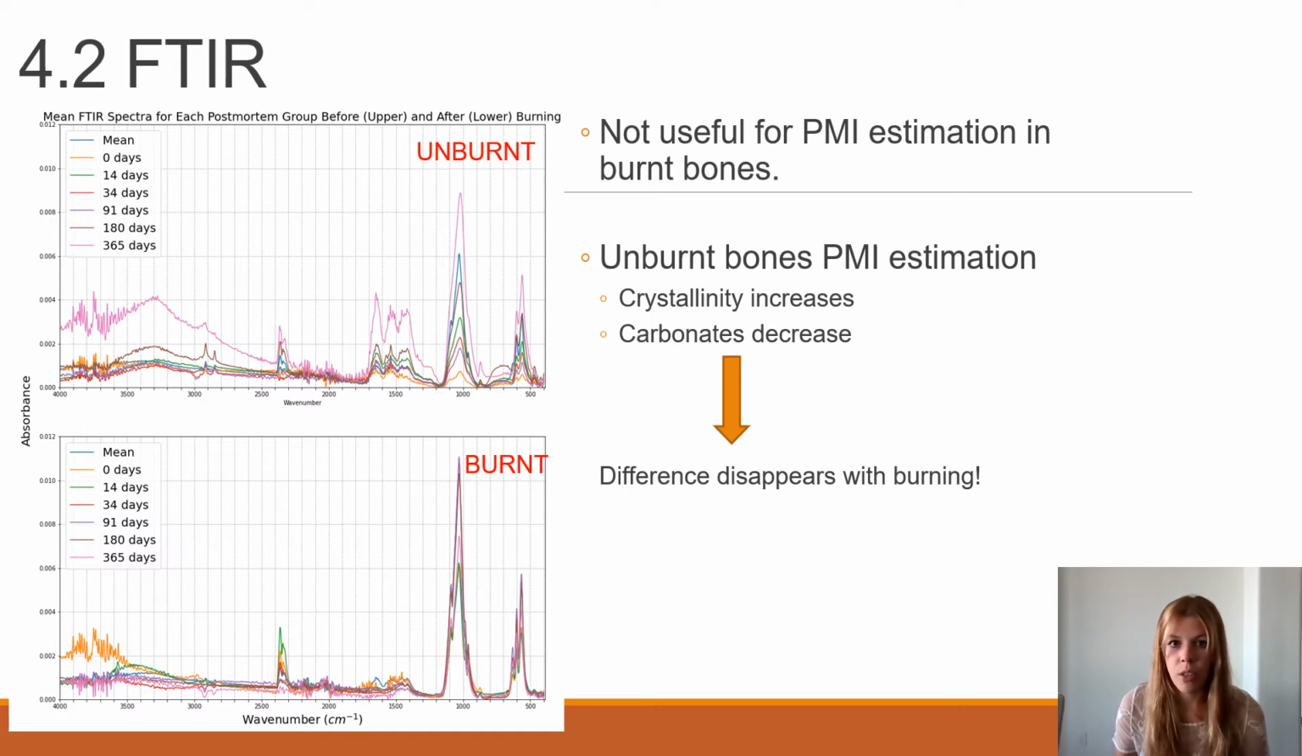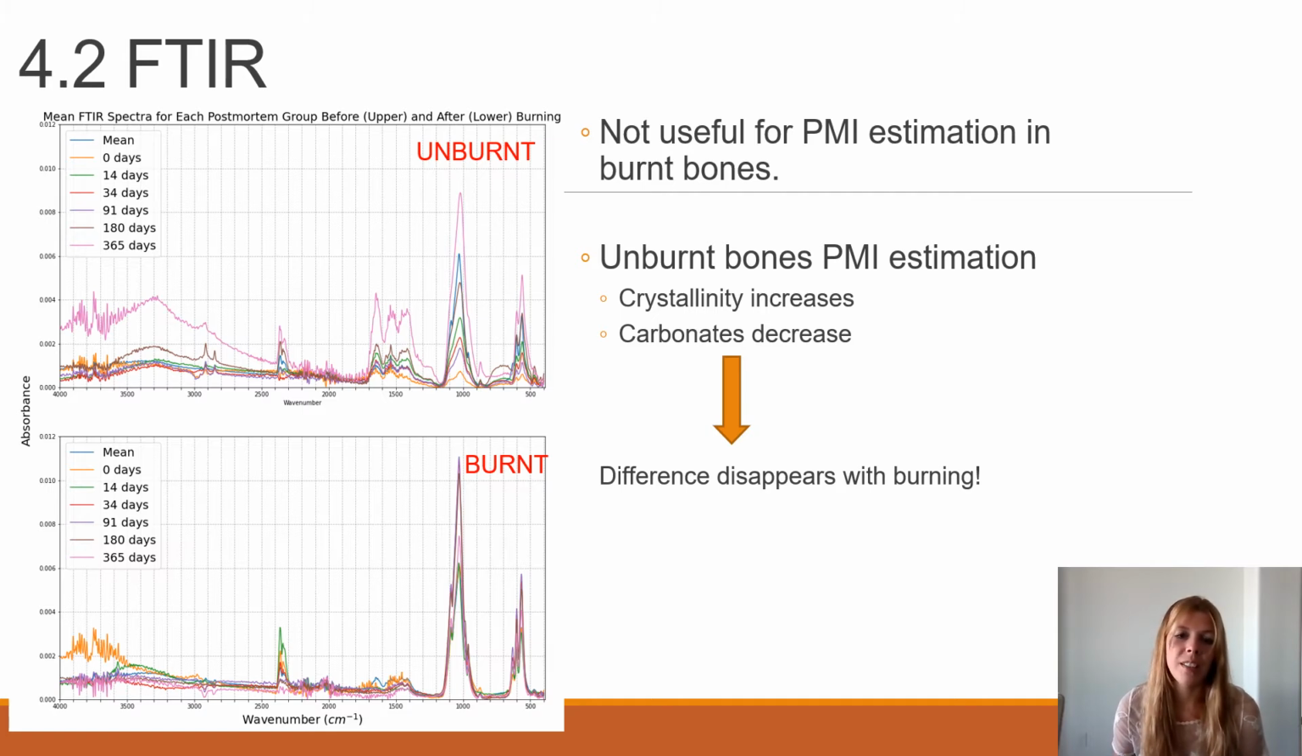The two spectra on the left show the bone vibrations. The upper image shows the mean unburned bones, and the lower spectra shows the mean burnt bones. The different colors correspond to different postmortem intervals. Changes were recorded in unburned bones during the first year of postmortem interval. These changes were crystallinity increase and carbonate loss, which were both statistically significant in unburned bones, and this change has been documented in previous studies as well.